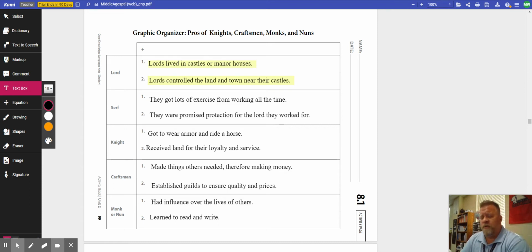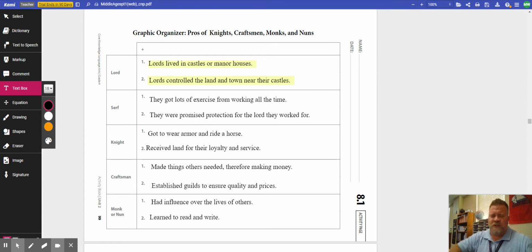Notice for lords, I wrote two pros. Lords live in castles or manor houses. My pro number 2 was lords controlled the land and town near their castles. Now, I can use these, ladies and gentlemen, these highlighted versions that I have here. I'm going to use those for my graphic organizer.